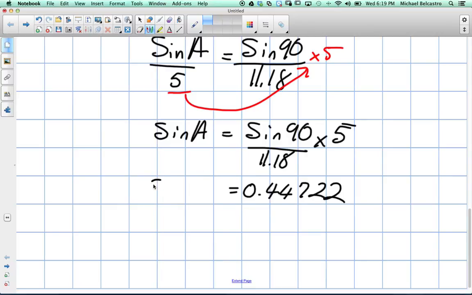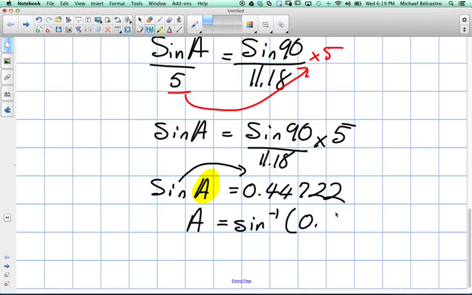0.44722 equals sine A. Do you think that's the degrees? No. Are we done? Have we isolated just for A? What's still on this side? Sine. So we have to bring sine over. And when we bring sine over, it actually becomes the inverse. Do you recall using that ever last year? No. Use sine inverse anytime you're looking for an angle.